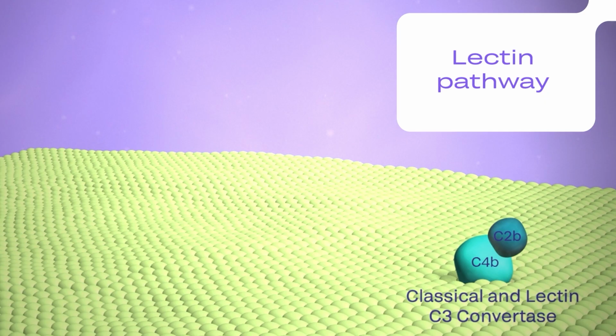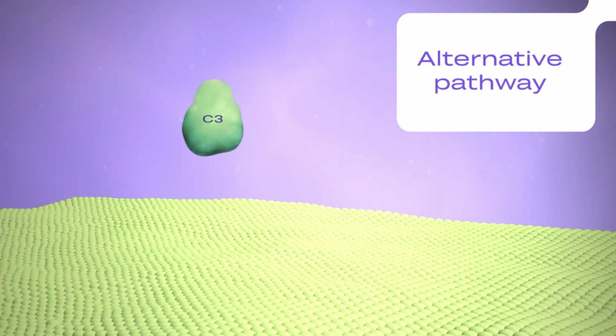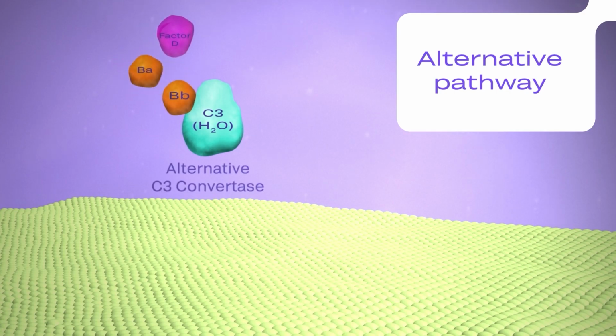The alternative pathway. The alternative pathway is initiated by the spontaneous hydrolysis of C3 into C3 water, which binds protein factor B. Protein factor B is then cleaved by factor D into fragments Ba and Bb. Fragment Bb stays bound to C3 water, creating the soluble C3 convertase of the alternative pathway.